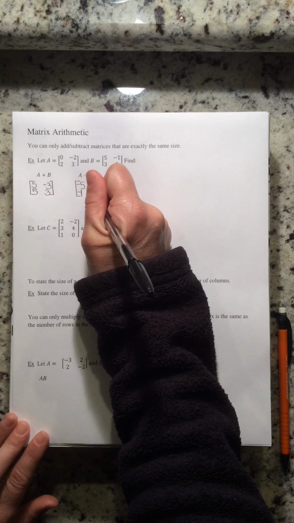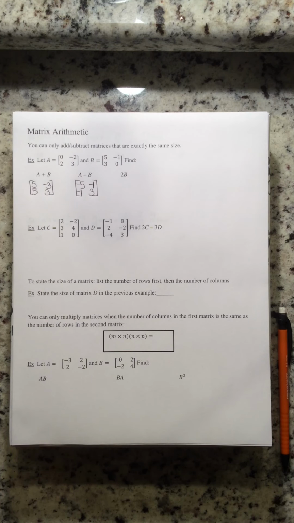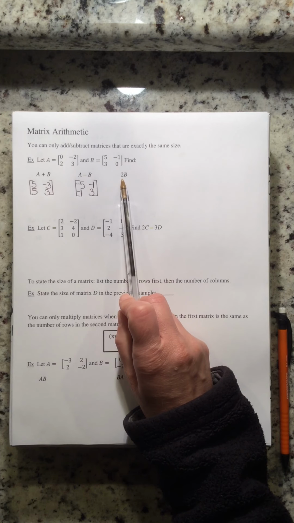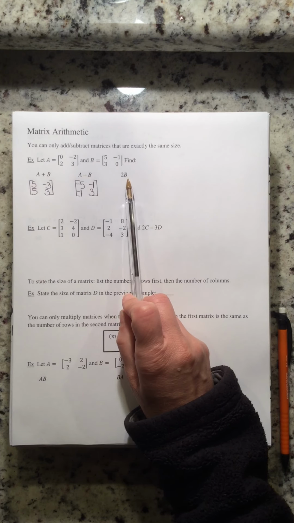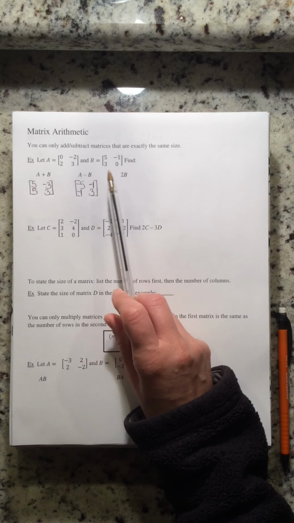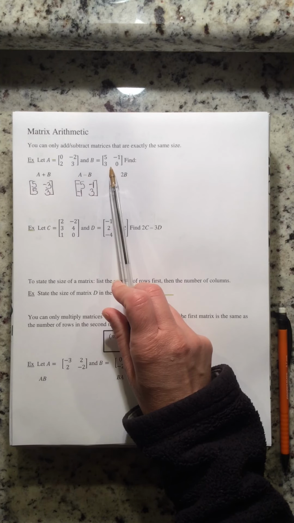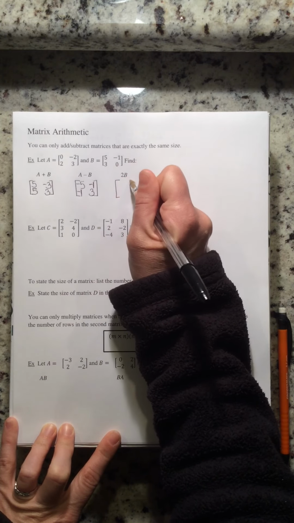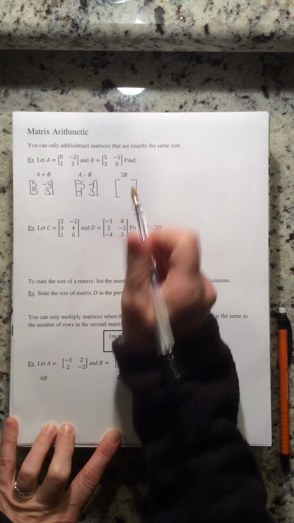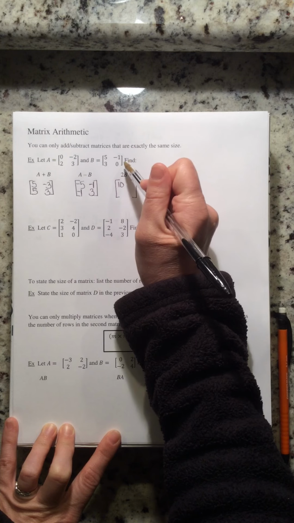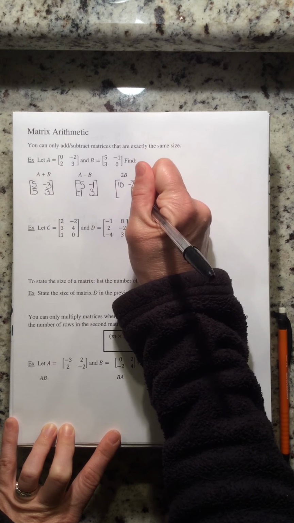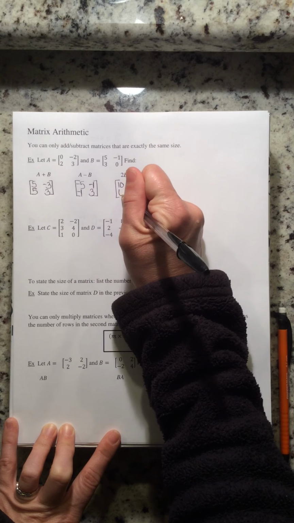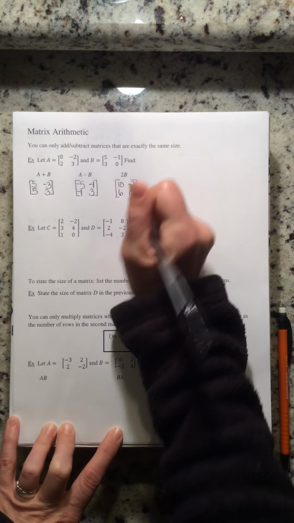The other easy thing to do when you're talking about matrices is scalar multiplication. Scalar multiplication is different from matrix multiplication. Here, when it asks us to do 2 times matrix B, it's not asking us to multiply two matrices together. It's just asking us to take matrix B and multiply all of the entries by 2. Two times 5 is 10. 2 times -1, -2. 2 times 3 is 6. And 2 times 0 is 0.